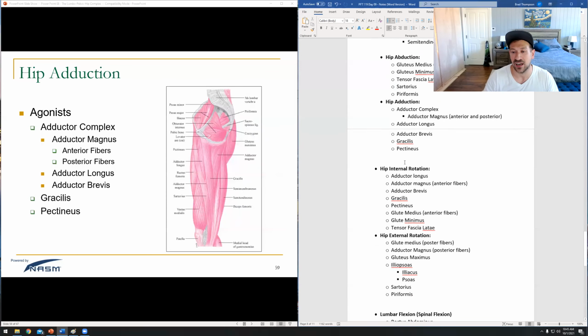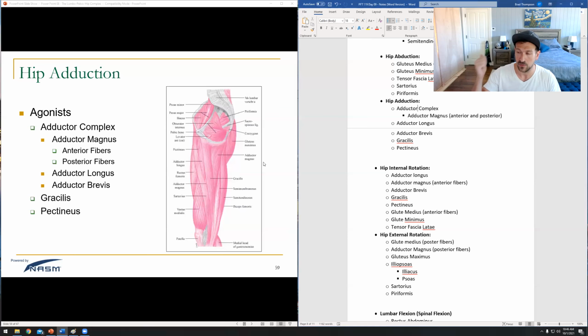Then we got the hip adductors. It's your entire adductor complex. The adductor magnus, posterior plus anterior, your adductor longus, and your adductor brevis, and then the gracilis, that really thin, really long muscle running the whole length. And then there's that little tiny short one that's your pectineus, which actually should have been on my hip flexor list as well.